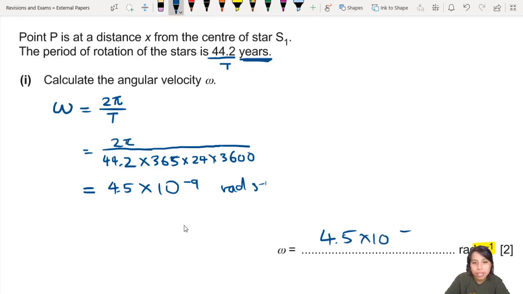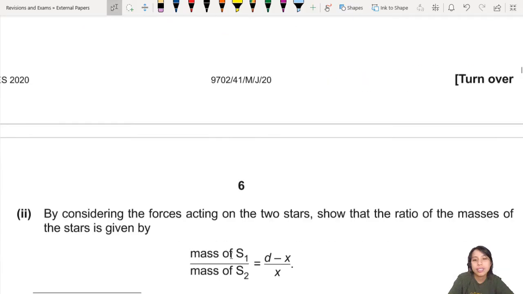4.5 times 10 to the negative 9. Be very careful. Remember to convert your years. How many marks is this? 2 marks? Okay, if you know this and you got your final answer, you will have an accuracy mark and you will have an equation mark to show that you understand what angular velocity is.